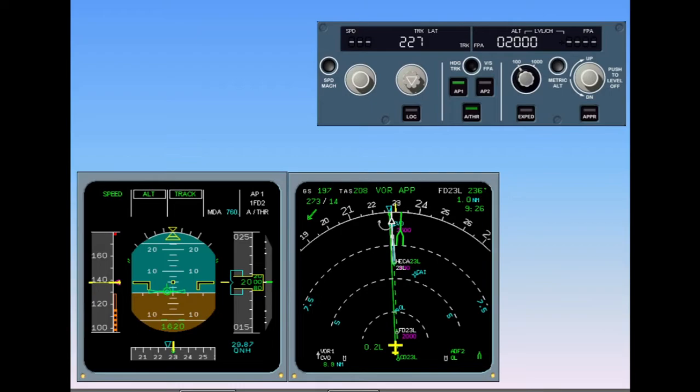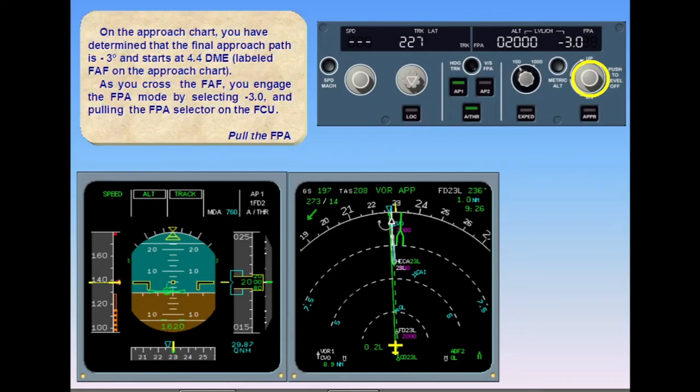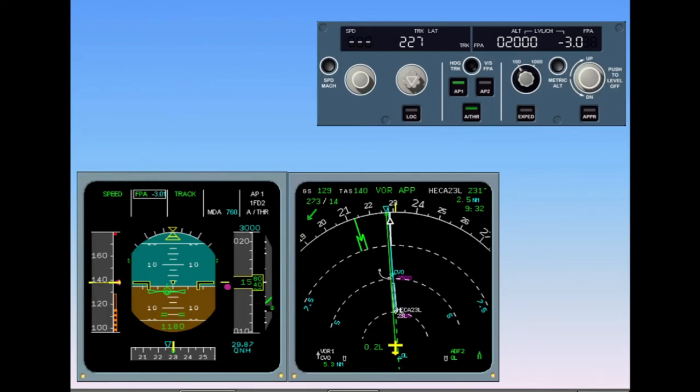As you cross the FAF, you engage the FPA mode by selecting minus 3.0 and by pulling the FPA selector on the flight control unit. Pull the FPA. The FMA displays FPA minus 3.0 degrees, indicating that the autopilot will descend on a minus 3 degree descent path. After crossing the FAF, select the proper go-around altitude and cross-check the approach using raw data information, VOR bearing, altitude versus DME.